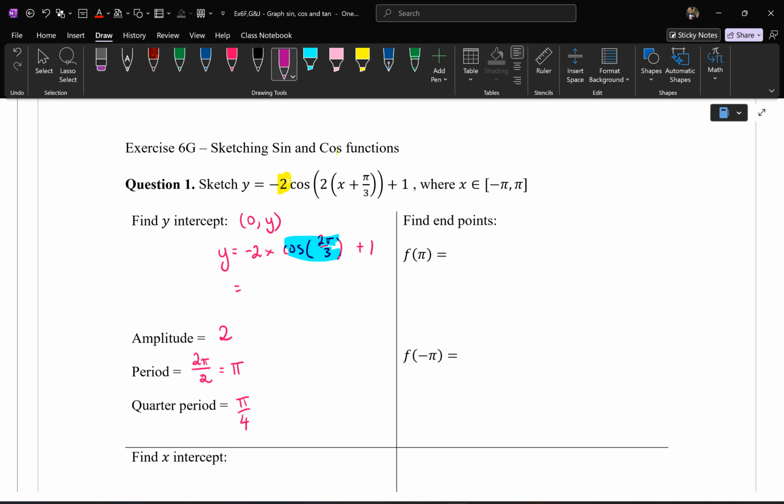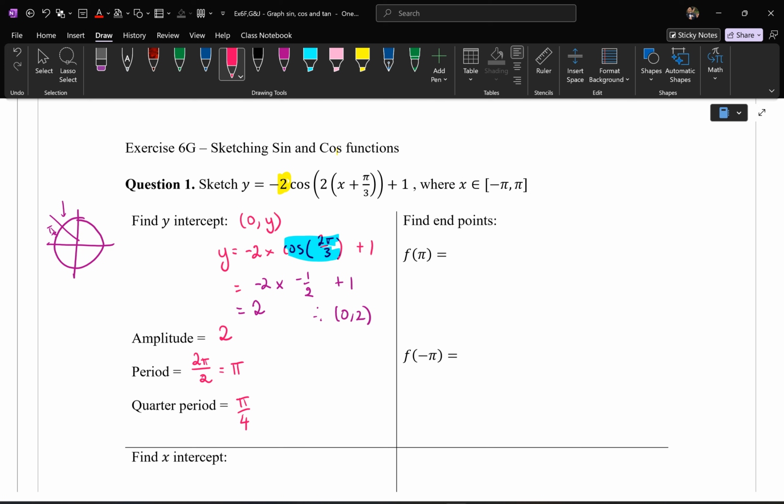This is the second quadrant. So for those, again, who aren't yet confident, 2 pi on 3 is short of pi by pi on 3. So you're in the second quadrant. Cos is negative in this region. And using your finger or exact values, we know that cos of pi on 3 is half. So hence this is negative half. Negative 2 times negative half plus 1. That gives you negative 2 times negative half is positive 1. Positive 1 plus 1, 2. So I know my y-intercept must be at 0, 2. Okay.